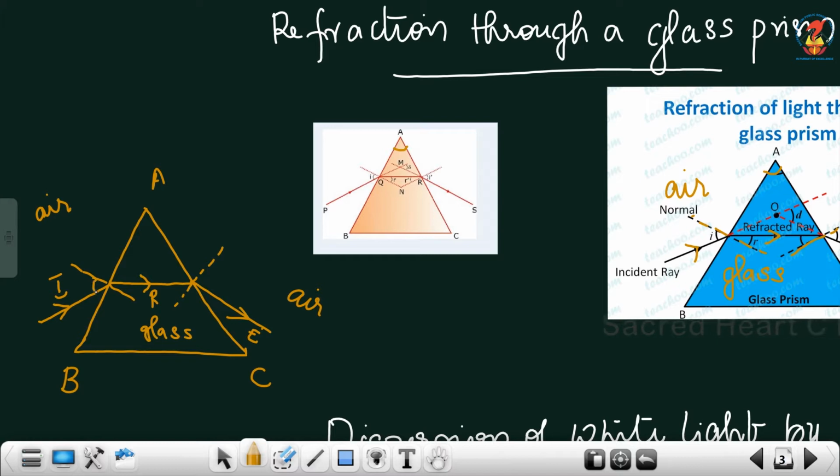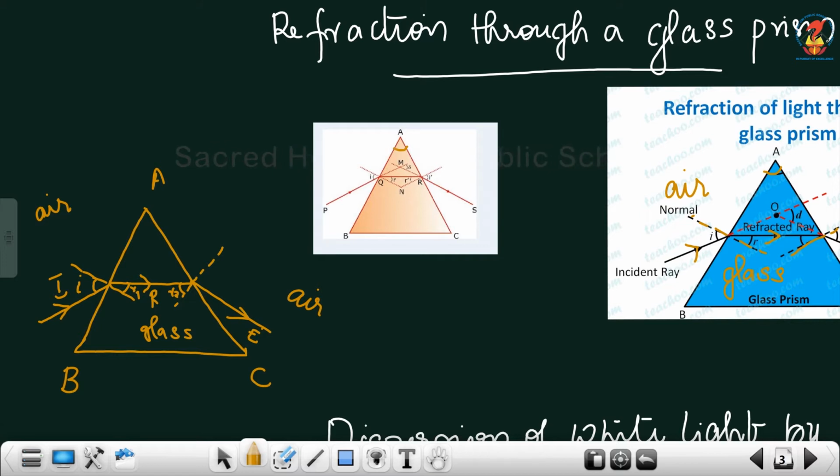Now, the angle between the incident ray and the normal at the surface AB is the angle of incidence. It is represented by the letter I. Then, the angle between the refracted ray and the normal is known as the angle of refraction, R1. This angle is also an angle of refraction, R2.